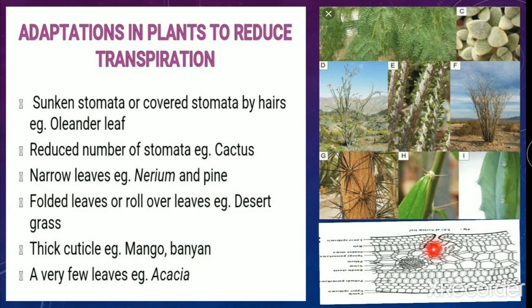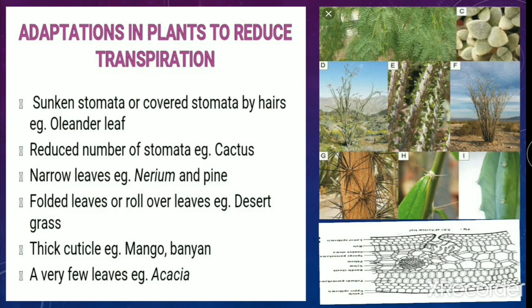In their body the stomata are sunken, means the stomata are present in a groove. You can see that this is a groove, and in this there is a stomata. This one is a stomata and this one is a stomata. So sunken stomata are there, and sometimes the stomata are also covered with hair, for example in the oleander leaf. In the oleander leaf, such kind of adaptation is present to reduce the rate of transpiration.